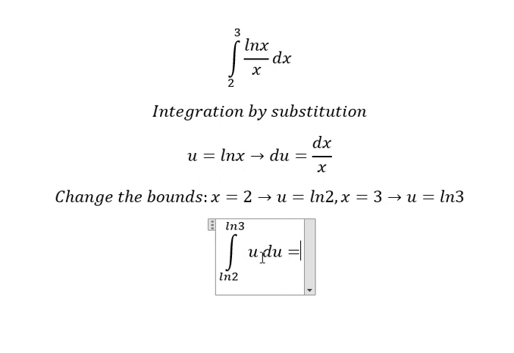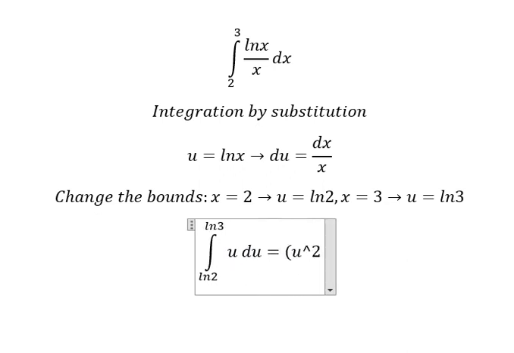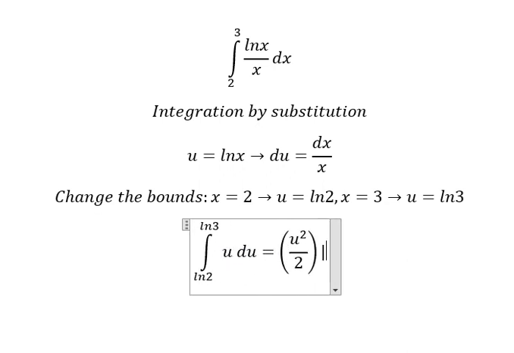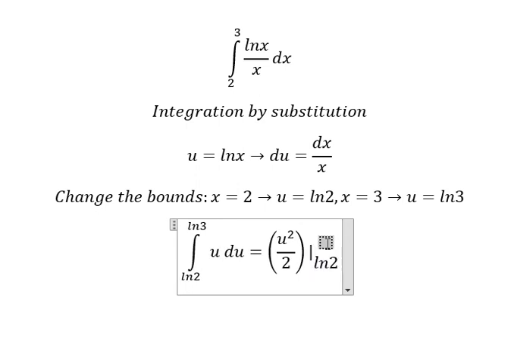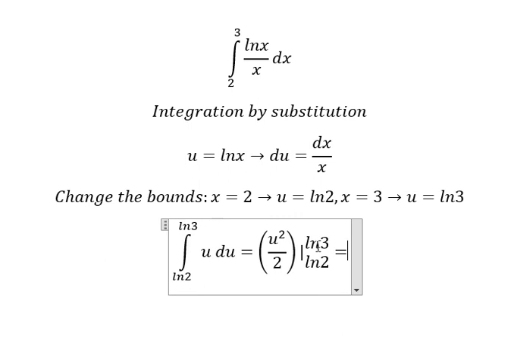The integration of u gives u square over 2, and we put the bounds from ln 2 to ln 3. And now we put ln 3 and ln 2 in here.